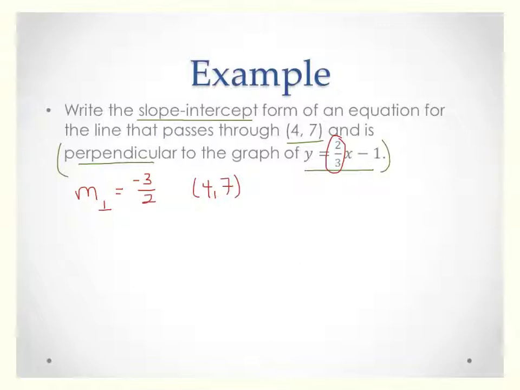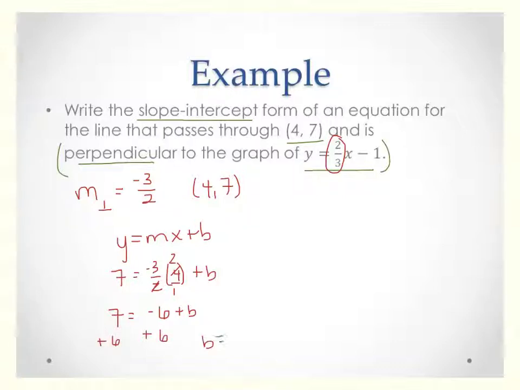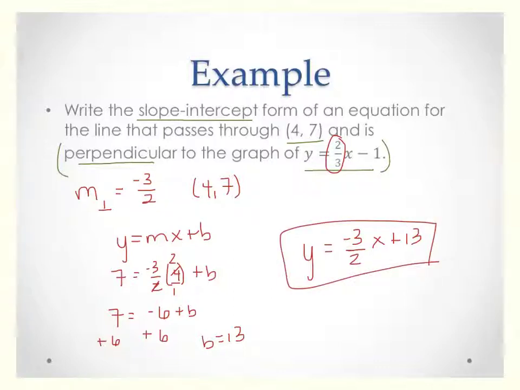Alright, so I have a point, I have a slope. Do you want to do point slope and rearrange, or slope-intercept and find B? Okay, let's do slope-intercept and find B just to shake it up a little bit. So 7 equals negative 3/2 times 4 plus B. This is 7 equals negative 6 plus B. Remember, you can cancel before you multiply your fractions. This is why we work with fractions. Alright, I got B equals 13. So we get y equals negative 3/2 x plus 13. There we go.